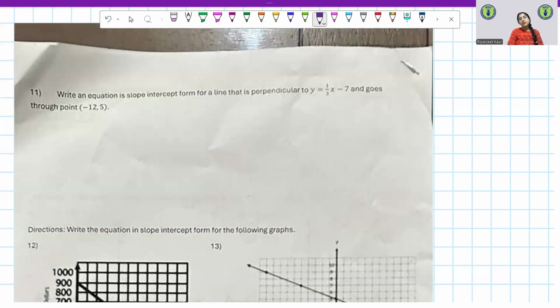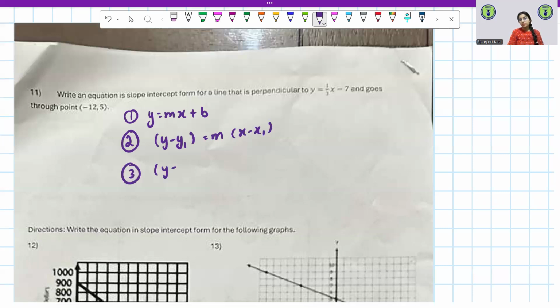So whenever we want to write a line, what do we want? There are three ways we can write a line. First is y is equal to mx plus b, slope-intercept form. Second is slope-point form, y minus y1 is equal to slope times x minus x1. The third one is two-point form, where we use 2 points to find out the slope.